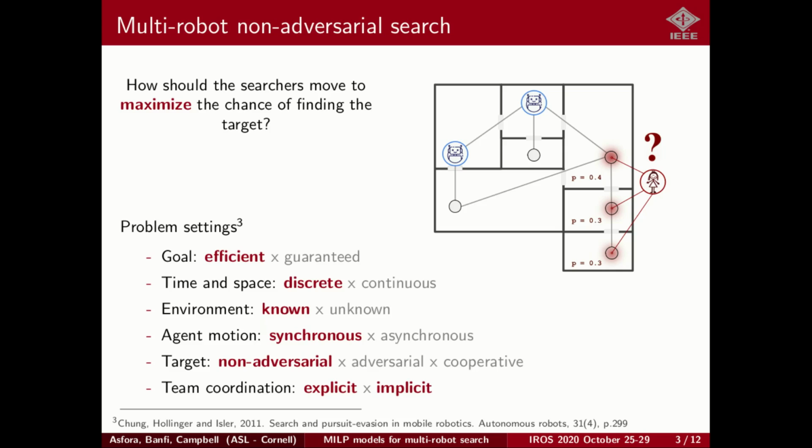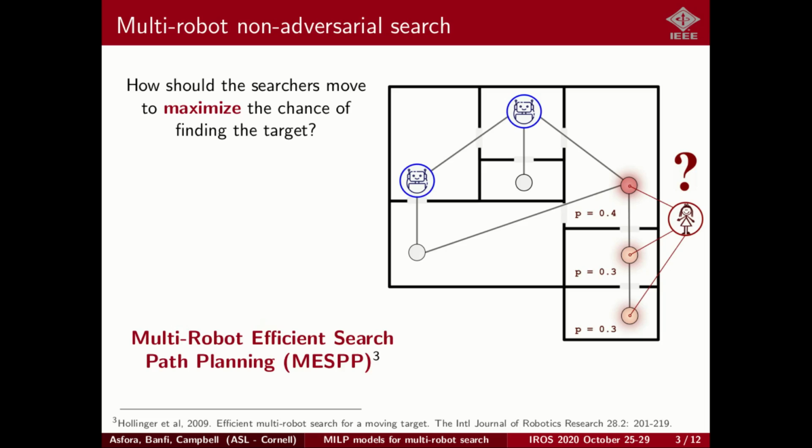We assume discrete time steps and abstract the known environment into a graph. We also assume our agents move at the same time. Since the target is not actively running away from us, nor communicating with us, we say he is non-adversarial. Finally, the team coordination can be explicit or implicit, which I'm going to talk about in a minute. Within the multi-robot literature, this problem is known as multi-robot efficient search path planning, as coined by Hollinger in 2009.